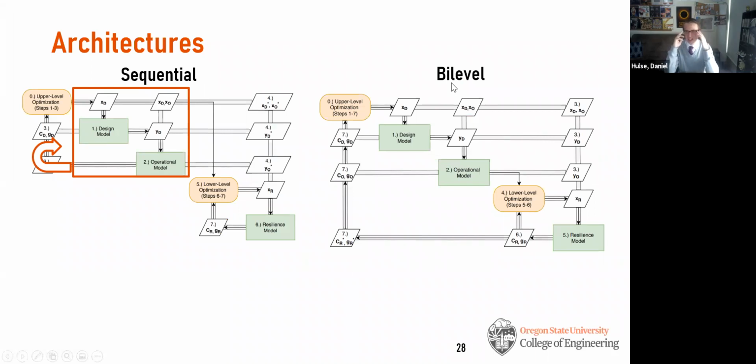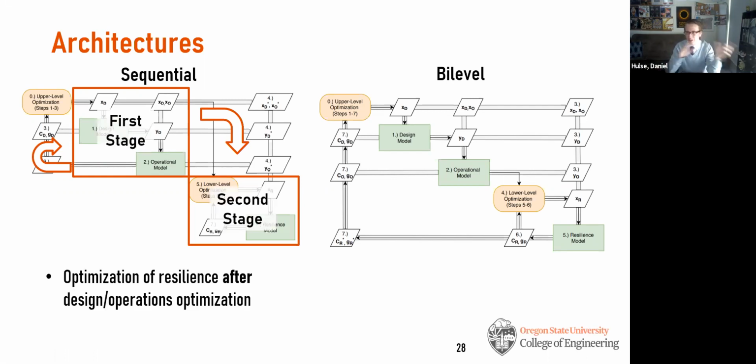Now we additionally create variants of that framework. First is the sequential approach that we saw in previous work, where first there is an evaluation of the design and operational model and an optimization of those two models. And then afterwards, you take the optimal solution from the design and operational model and run an optimization of the resilience model, the optimization of resilience. We can call these two optimizations a first stage and a second stage.